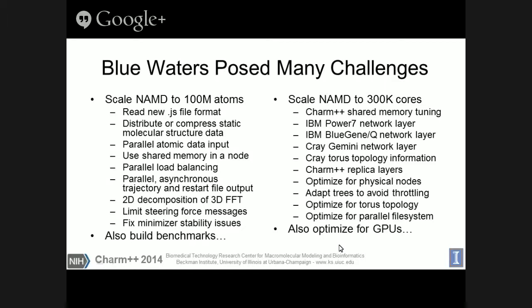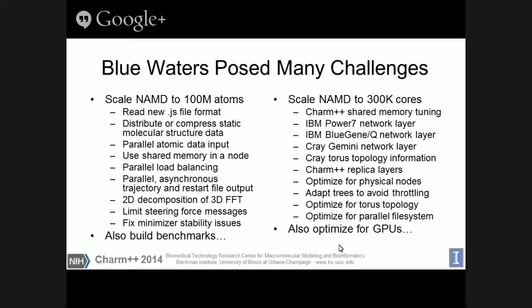To get to 100 million atoms, we had to fix a lot of things. We have new file formats. The molecular structure doesn't fit in a single node's memory anymore, even in SMP mode, which we were already doing, so we have to distribute and compress that. Input data, shared memory, lots of change there. We also had to put together the benchmark that was supposed to run on this, because it was specified as a rather vague paragraph. So that's just for 100 million atoms.